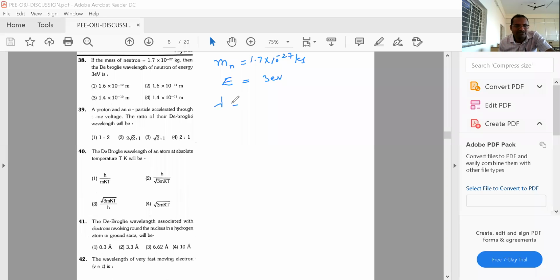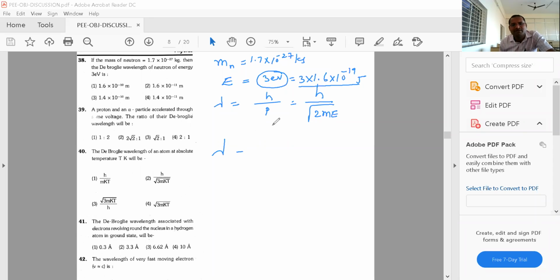The de Broglie wavelength formula is lambda equal to h upon momentum, and this momentum can be written as root of 2m, mass of the particle, into energy of the particle. You need to substitute the values, but this energy is in electron volt. It is not the SI unit, so convert it into SI unit. 1 electron volt is equal to 1.6 into 10 to the power of minus 19 joules. So your total energy will be 3 into 1.6 into 10 to the power of minus 19 joules.